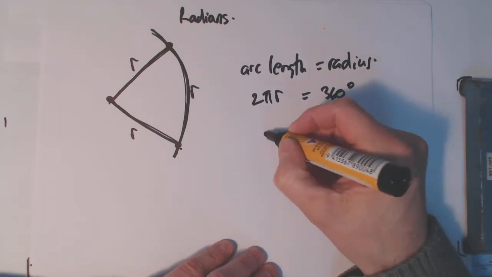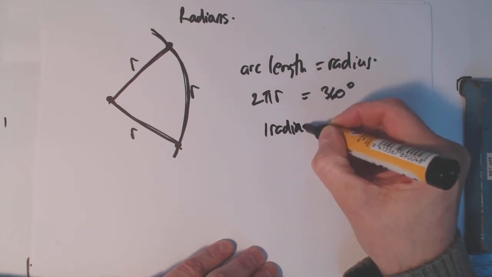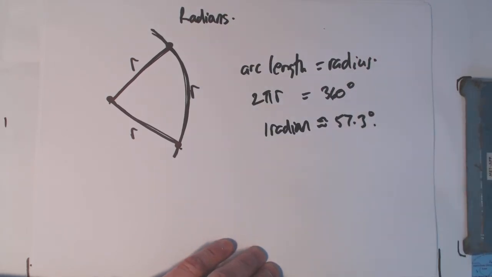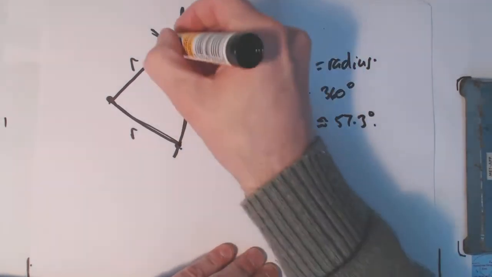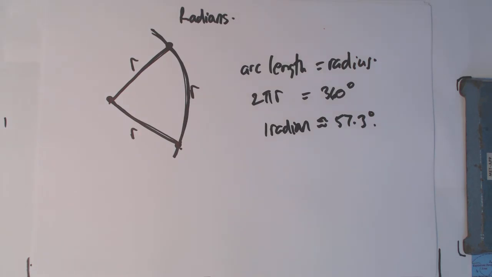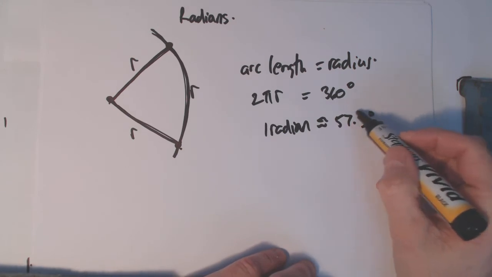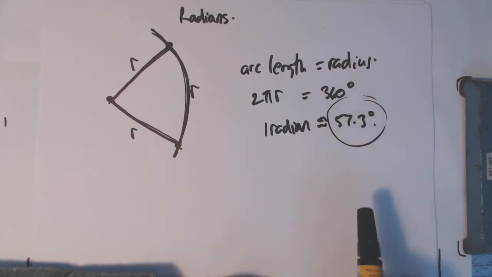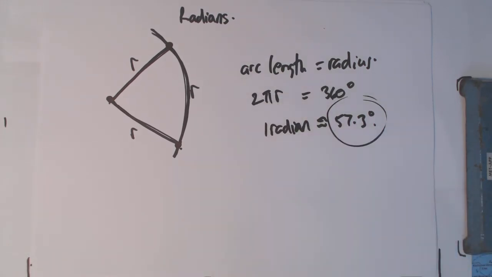So 1 radian equals approximately 57.3 degrees. So they're just a really big unit. So if you've got radians and you want degrees, you just multiply by this 57.3. Okay? And if you've got degrees and you want radians, you just divide by that. If you want to be more specific, you can go to the whole 2 pi thing, and that will give you a better measure.